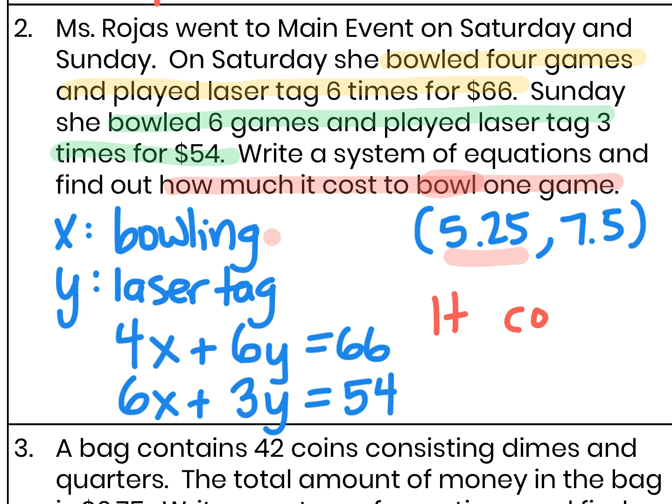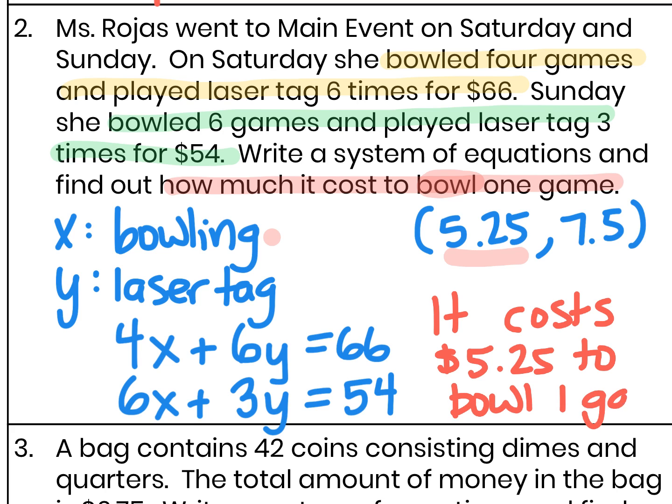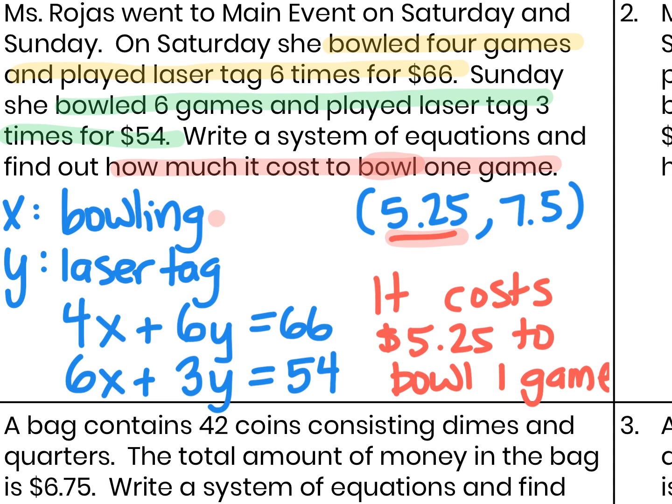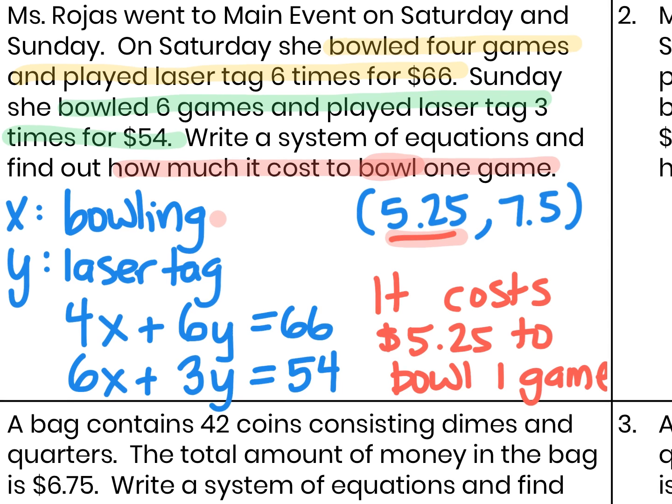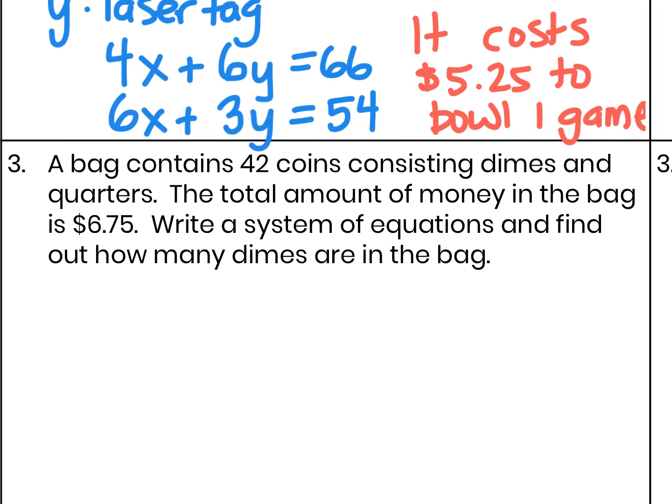It costs $5.25 to bowl one game. So be careful with this one because you can get the right answer but give the wrong number. So you need to make sure that you keep your variables straight when you're solving these. Now let's do one more like this. This next one is going to be talking about money. And I believe there's about 3 questions like that on the test. So this one is very important.